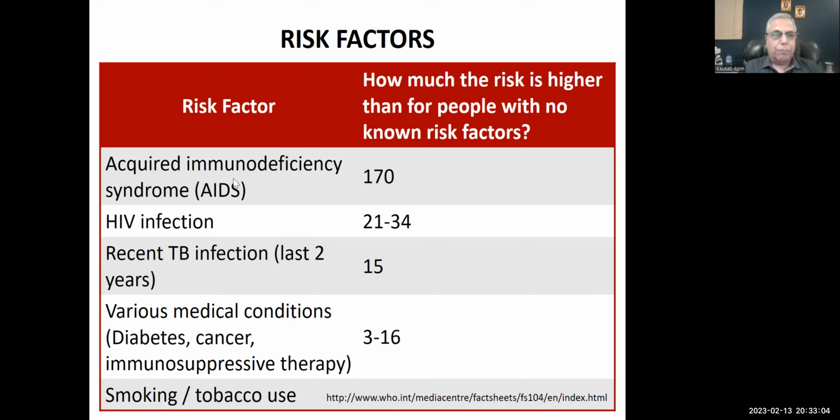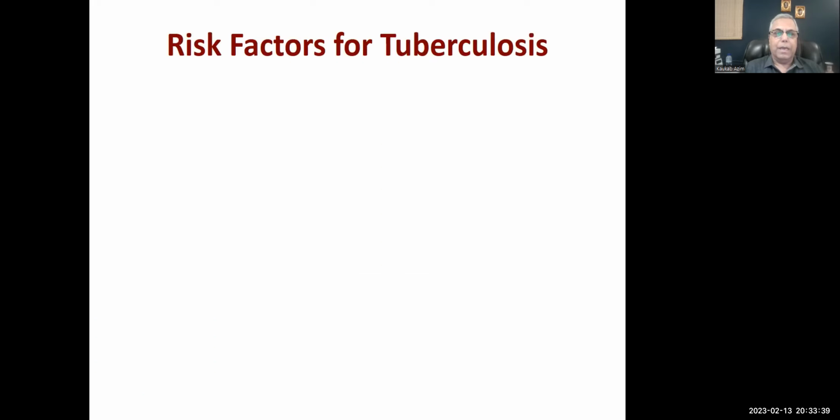When they get AIDS, when fungal diseases start appearing, or when they start getting diseases which are not common at all, then we say that this HIV infected patient might have developed AIDS. So the risk is very, very high. Recent tuberculosis infection in the last 2 years, 15 times higher risk than a normal person. Diabetes, cancer, immunosuppressive therapy, 3 to 16 times higher risk. And smoking also, I don't know exactly how much higher, but these people have a higher risk, okay?